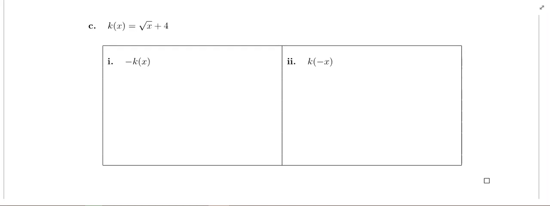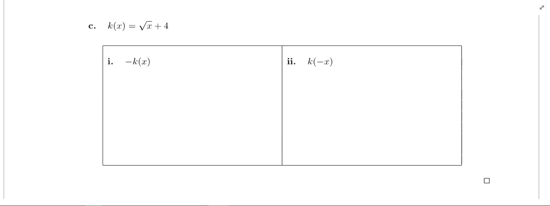In example 4c, the function we are going to evaluate is k of x is equal to the square root of x plus 4. So if you look at our two evaluations, in part 1, we're going to try to form negative k of x, and in part 2, we're going to evaluate k of negative x. So if you remember from example 4a, we looked at both of these scenarios, what the difference is between having the negative sign outside the function and then inside the parentheses.